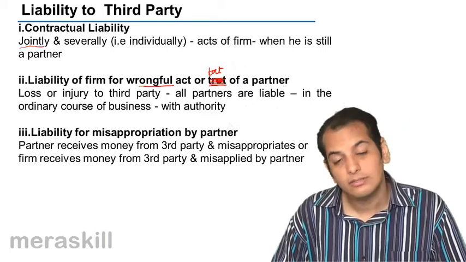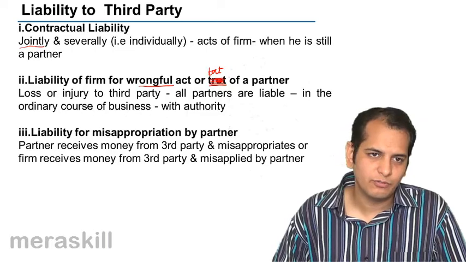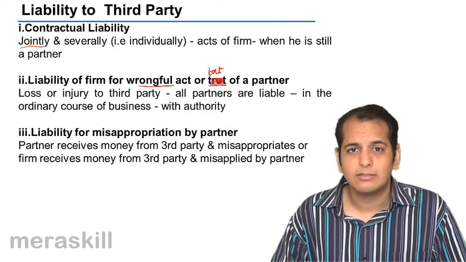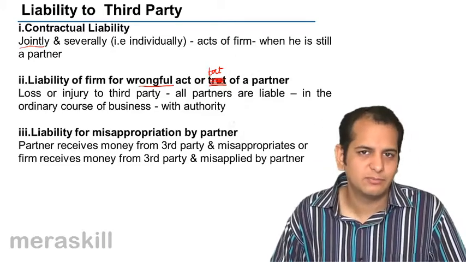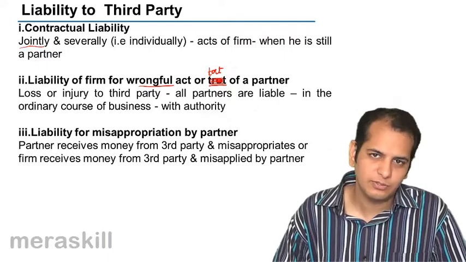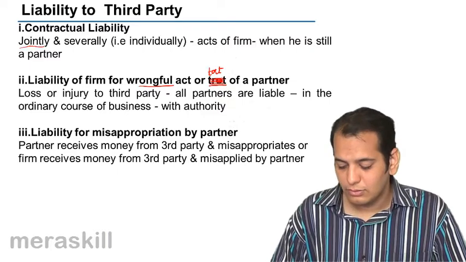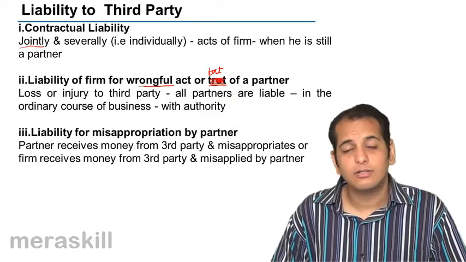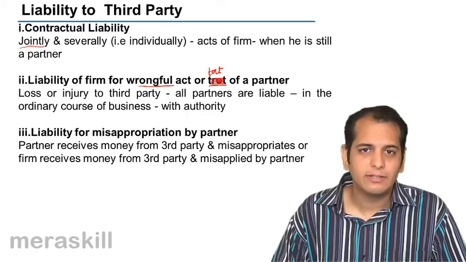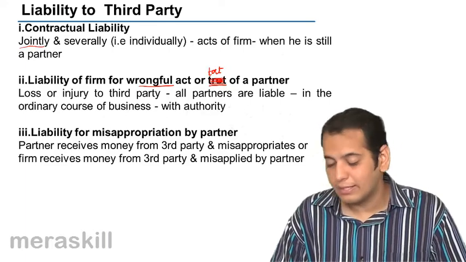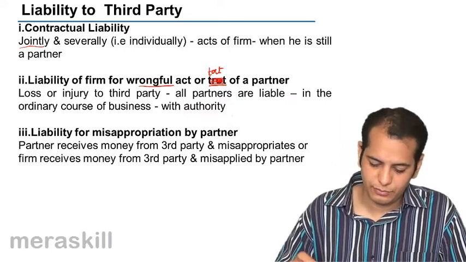The firm receives money from the third party and is misapplied by the partner. The firm received the money from one of its customers but this partner showed that no money has been received and took the cash and paid his personal expenses. So what is he doing? He's misapplying the funds of the firm. So if the funds of the firm are misapplied, the third party will not be liable. The third party has paid it rightfully, so you cannot again make it liable. The partner here will be made liable. Okay.